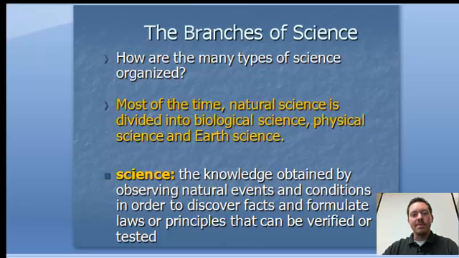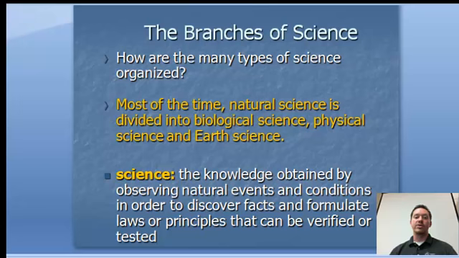So how many types of science are there and how are they organized? Well, there are different categories. There are lots of smaller branches of science. Natural science is broken down into three main categories. We've got biological sciences, physical sciences, and earth sciences. And we're going to focus our attention on the physical sciences. So first semester we're going to talk about chemistry, and next semester we're going to talk about physics.